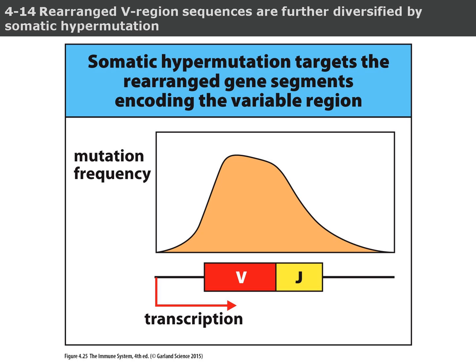Somatic hypermutation allows B cells to produce antibodies with improved affinity for their specific antigen, a process known as affinity maturation. This is essential for optimizing the immune response over time. Through this mechanism, even after recombination, B cells can continue refining the precision of their antigen recognition.